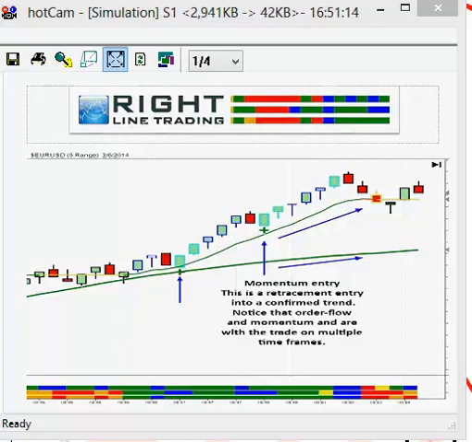Same thing here again. Break of the 50 and the 15, retracement into the 15. We overrun these people in the red candle trying to call a top, and up we go. If we get stopped out, we get another retracement. This is a momentum signal. You can see the candles outlined in light blue, which means we have order flow and momentum with us. And off we go to the upside.